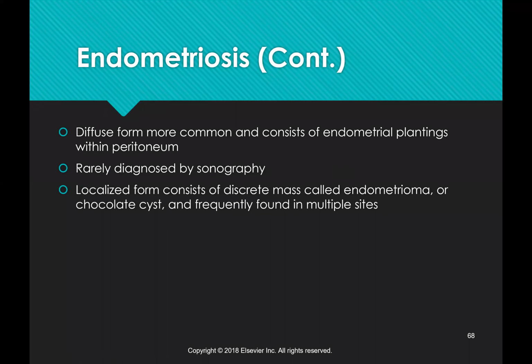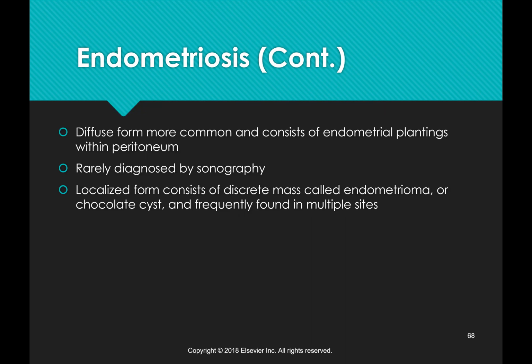Diffuse form is more common and consists of endometrial implants within the peritoneum. So when a patient has endometriosis, a lot of the times the best way to confirm this is to do a laparoscopic surgery. It's rarely diagnosed by sonography. Where we can help with endometriosis is when it comes to the localized form, and it consists of a discrete mass called an endometrioma or a chocolate cyst.